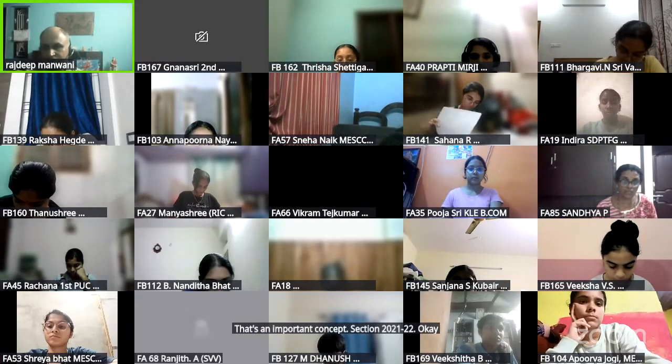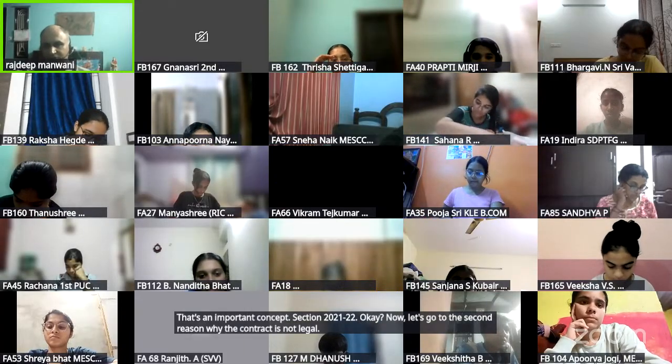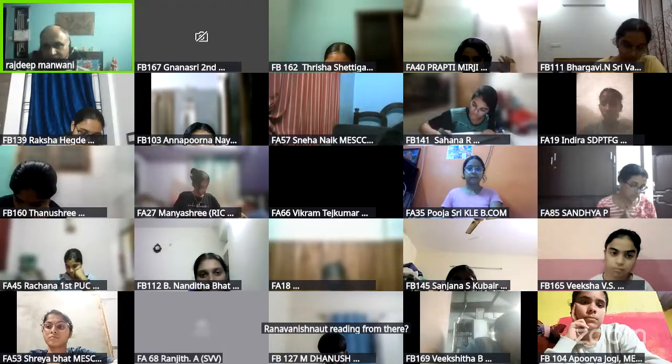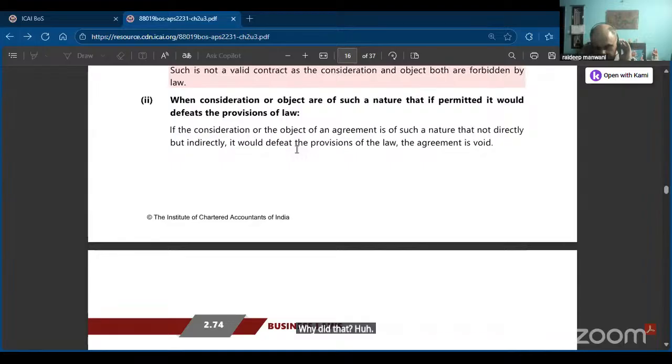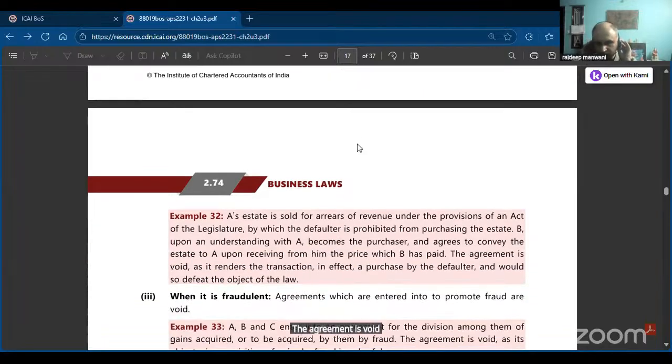Okay. Now let's go to the second reason why the contract is not legal. Pranav, can you start reading from there? When consideration or object are of such a nature that, if permitted, it would defeat the provisions of law. If the consideration or the object of an agreement is of such a nature that not directly but indirectly it would defeat the provisions of law, the agreement is void.